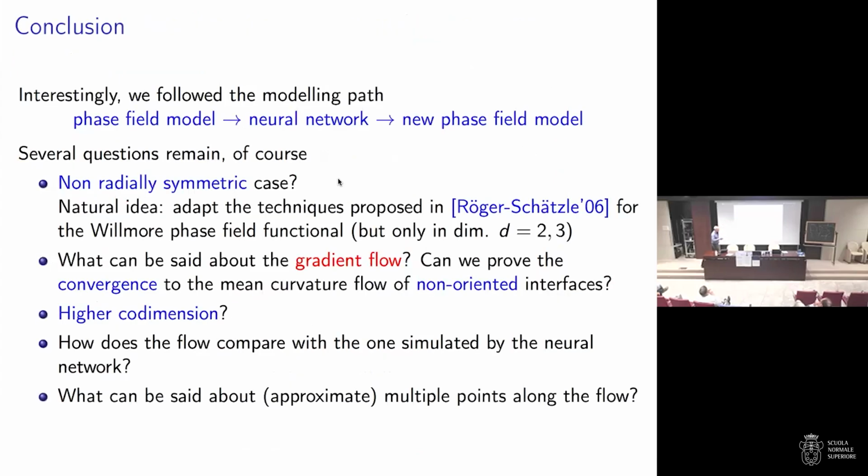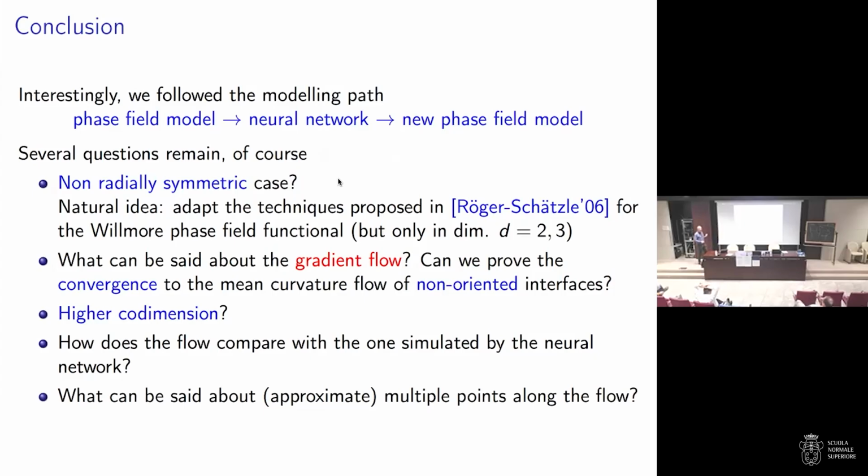Okay, just the conclusion. Sorry for being a bit long. What is maybe interesting in our path is that we follow the modeling path: phase field model, neural network, new phase field model. So several questions remain. Of course, what about the non-radially symmetric case? We're thinking about adapting the variational techniques proposed in a paper by Röger and Schätzle for the Willmore phase field functional, but it works only in dimension 2 and 3.